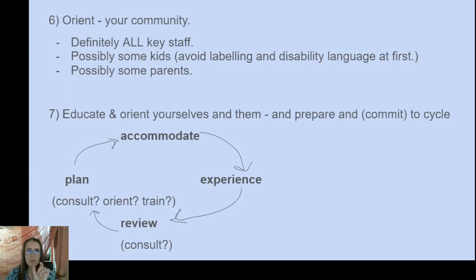So we're going to start by accommodating as much as we are capable of accommodating. We're going to see what the result of that is. We're going to review what the result of that is. Then we're going to look at, do we need to consult and find out more information, orient or educate ourselves more, train more people, educate and orient other people in the community. What do we need to do at that planning stage for the next round of, let's try this accommodation, see how that experience pans out, review it, and plan the next.